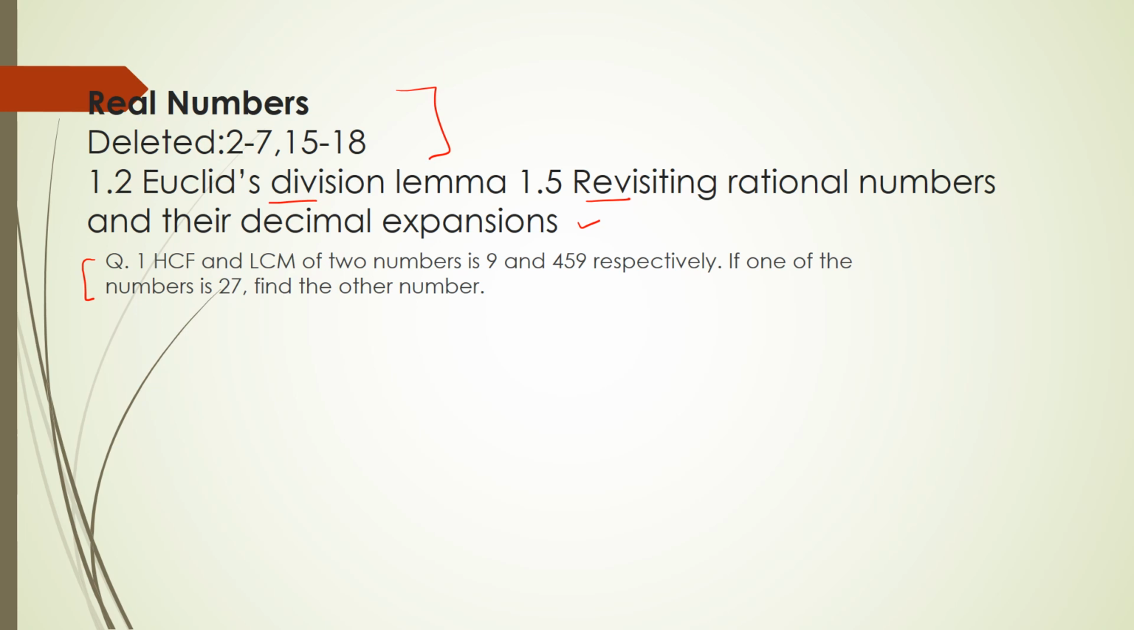Question number 1. HCF and LCM of two numbers. Two numbers are given to us. One of HCF and LCM is given to us. One of the numbers is given to us, and we have to find out the other number. So we know that this is based on the concept that the product of two numbers is equal to the product of their LCM and HCF, right?